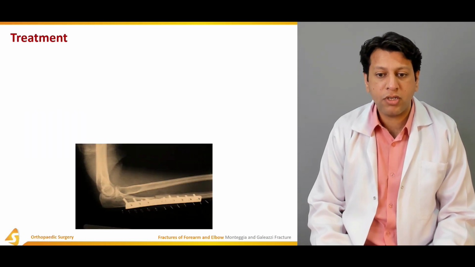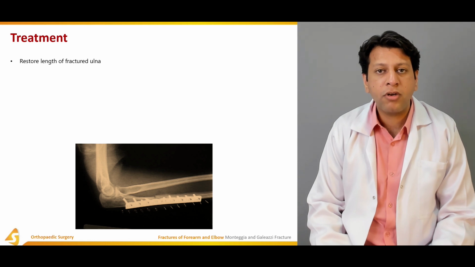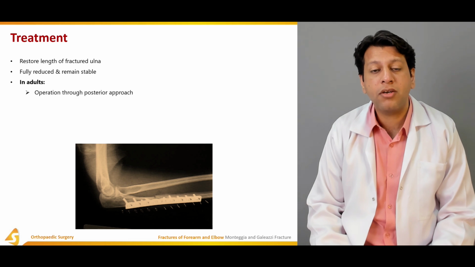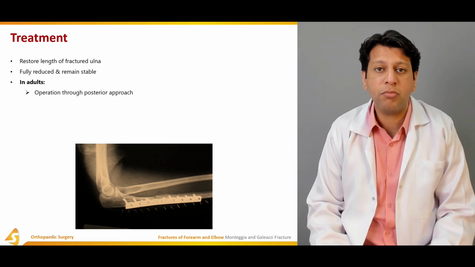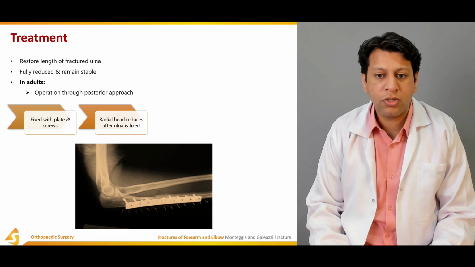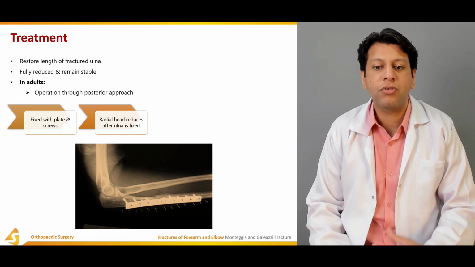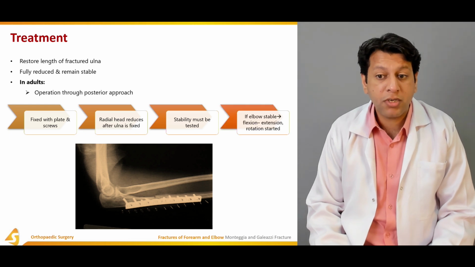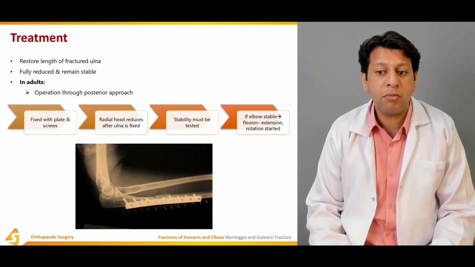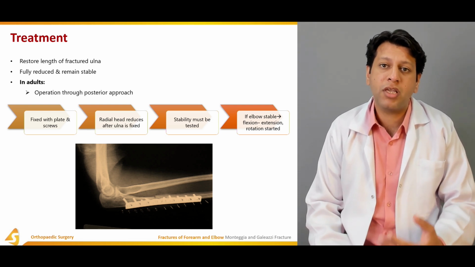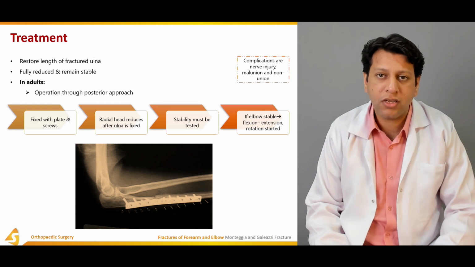Coming to the treatment of Monteggia fractures, the important point is to restore the length of the ulna, and it has to be fully reduced and stable. In adults, the treatment is always operative, through the posterior approach, fixing the ulna with a plate and screws. The radial head has to be reduced; usually it reduces after the ulna is fixed. Stability must be tested, and if the elbow is stable, then flexion, extension and rotation are started. But if it's unstable, then we keep it immobilized for 2 weeks, and then we start the range of motion early.